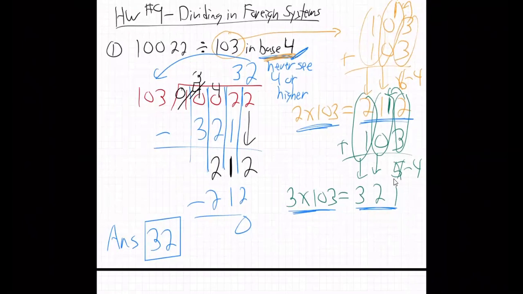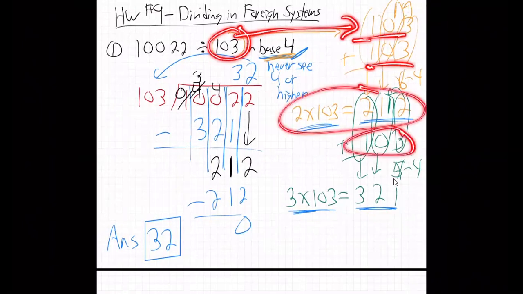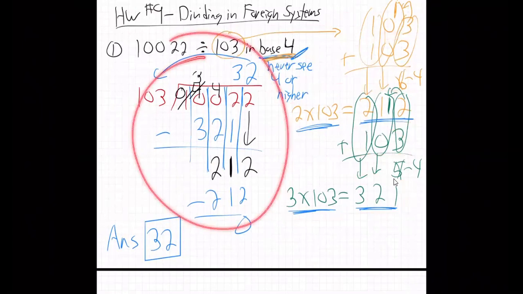And notice how we did it. The first thing to do is to take the number you're dividing by, go over to the side and add it to itself 2 times, add another 103 3 times, etc. You got to get up to 1 below the base number, and then you use those to carry out your long division.